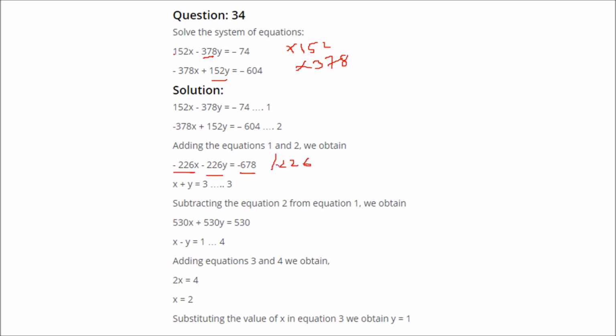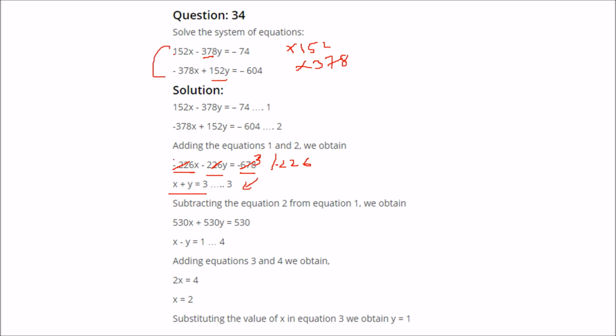So we can divide by minus 226, because we just want to get rid of the minus sign. If you divide the whole equation by minus 226, this will be 1, this will be 1, and this will be 3. So x plus y equal to 3, this is your equation. This is quite simple. This is an equation which is simpler than any of these equations.